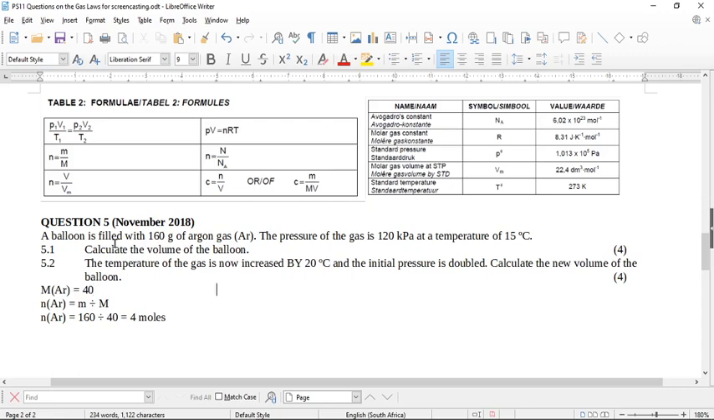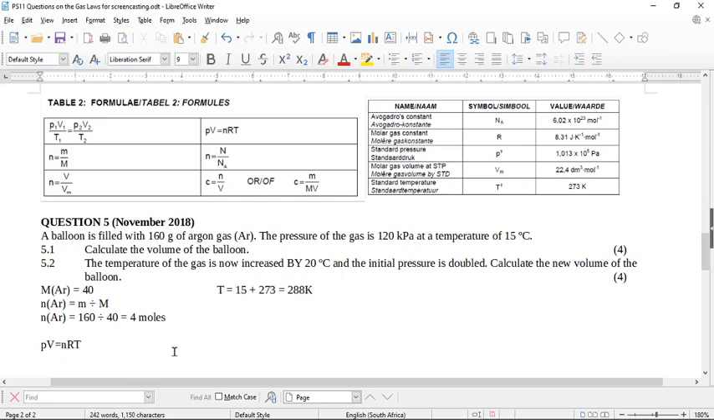Remember, to find the T in Kelvin, it's the temperature in degrees C, which they gave us as 15, plus 273. Look here, standard temperature 273. So this is going to give you 288 Kelvin, because remember, we can't use PV = nRT unless we are in Kelvin. So let's write the formula, PV = nRT.